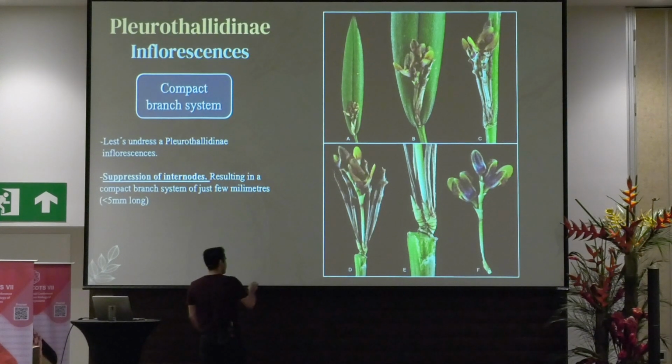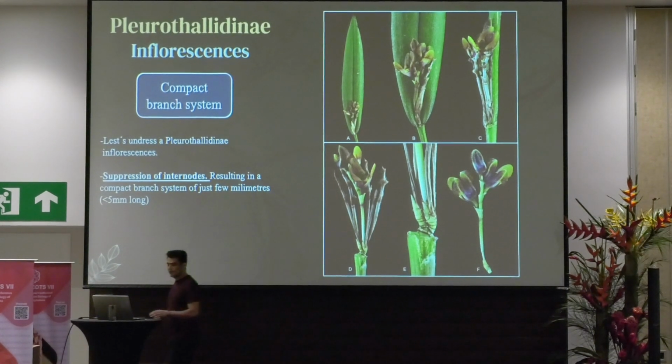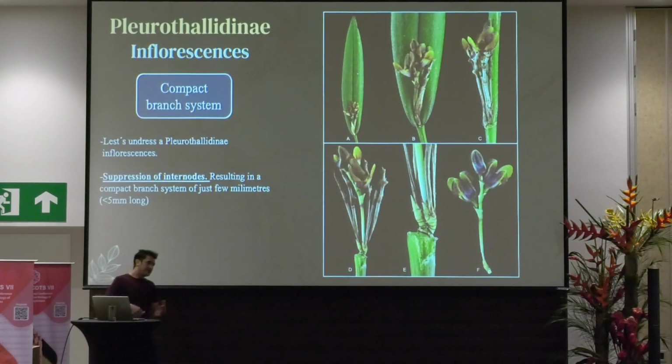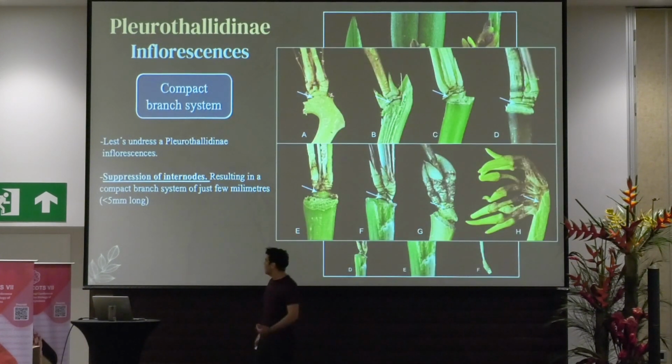So this is a suppression of internodes at the base of the inflorescence, which results in a very compact branch system in Pleurothallidinae. After studying a lot of living material of this subtribe, it seems that this is a common feature of the subtribe.